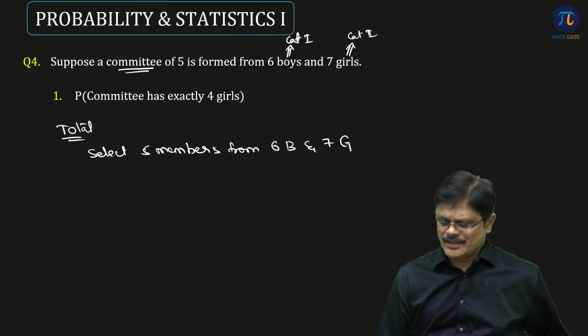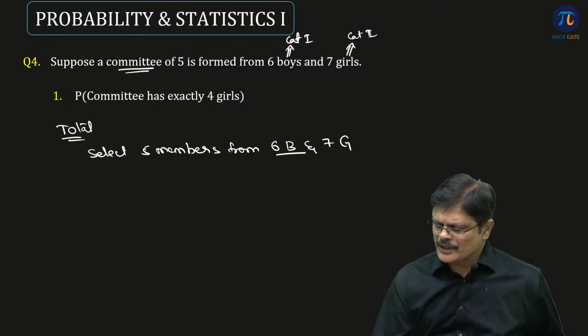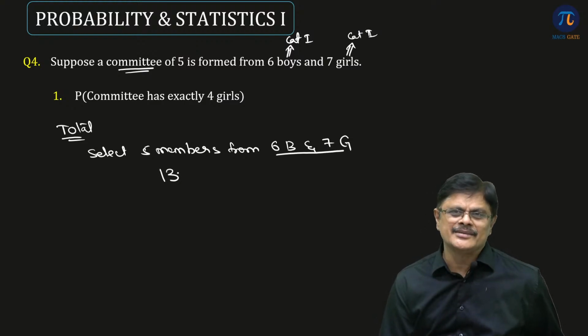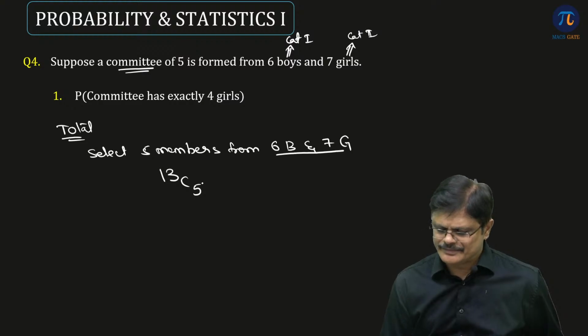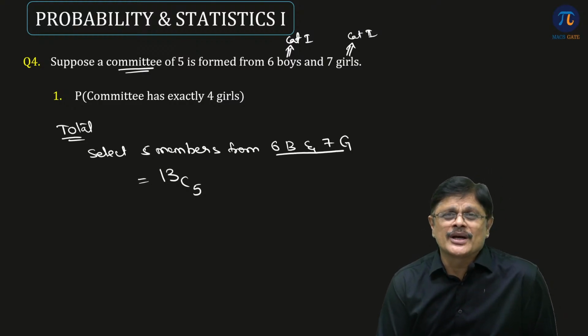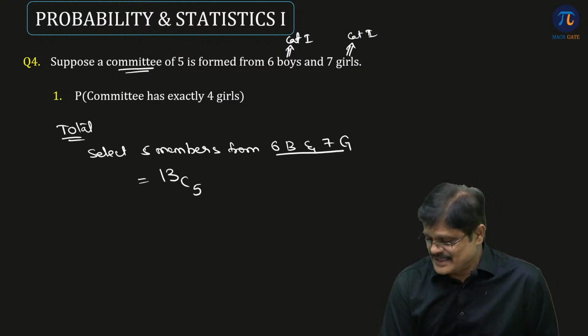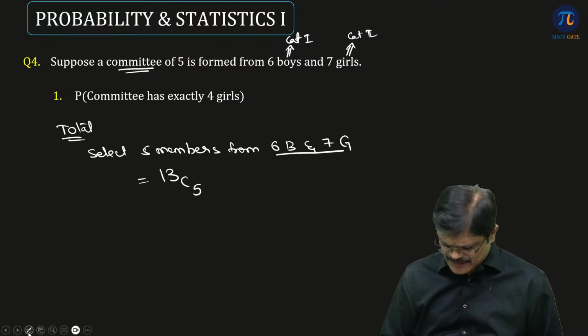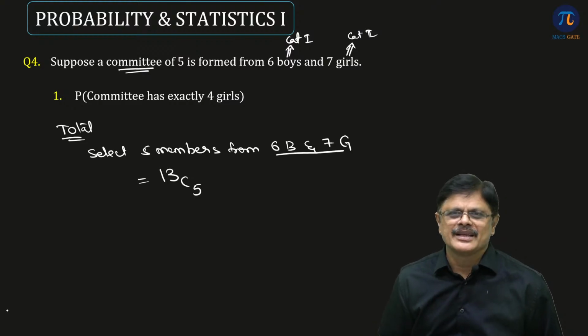How can you do it, sir? It can be done in, because there are 13 members in total, from that you are selecting 5. That is the number of ways we can select 5 members out of 6 boys and 7 girls. Okay, 6 plus 7, 13, correct. Okay, 13C5. But I want you to understand this carefully, sir.